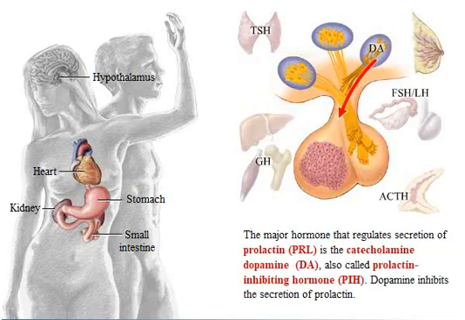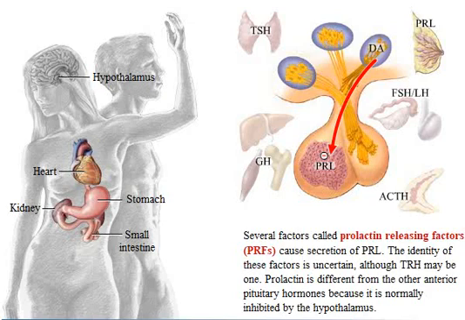The major hormone that regulates secretion of prolactin is the catecholamine dopamine, also called prolactin-inhibiting hormone. Dopamine inhibits the secretion of prolactin. Several factors called prolactin-releasing factors cause secretion of prolactin. The identity of these factors is uncertain, although thyrotropin-releasing hormone may be one. Prolactin is different from the other anterior pituitary hormones because it is normally inhibited by the hypothalamus.